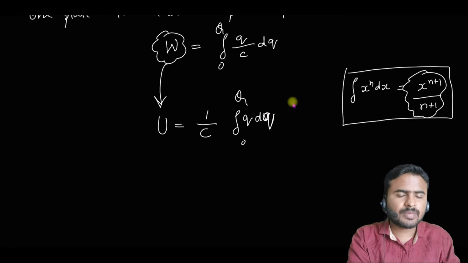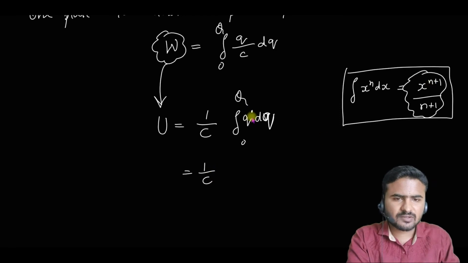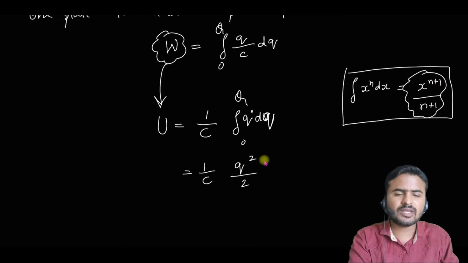Now if you compare these two, don't you see in place of x you have q here, and in place of n you have 1. And in place of dx you have dq. So if you compare both of them and apply this formula, integration of q dq will become q power 1 plus 1, which is 2, divided by 1 plus 1, which is 2 again. Since n is 1 in this case, x power n plus 1 divided by n plus 1 gives q power 2 divided by 2.